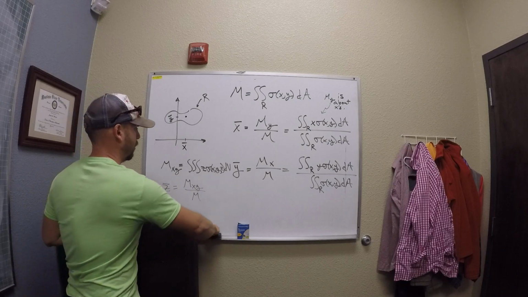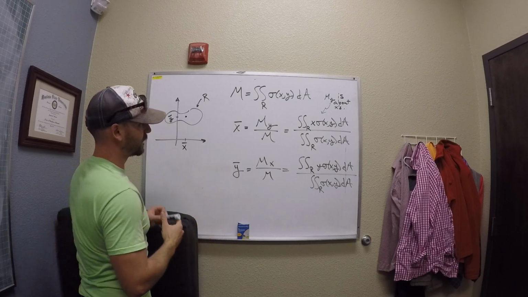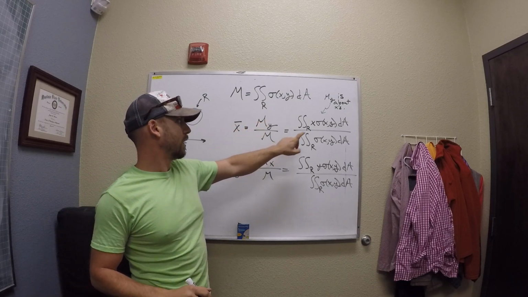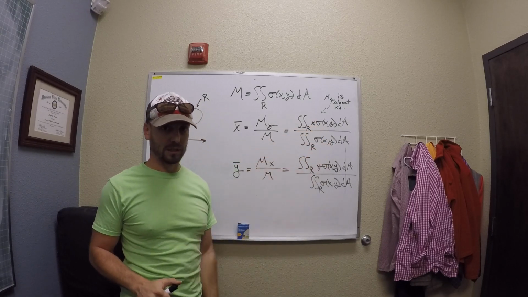But for right now, the ones I need you to have are these. So x bar is My over M, and My is calculated by weighting with x's, not with y's. Cool?